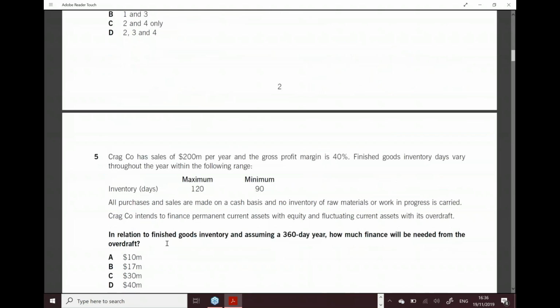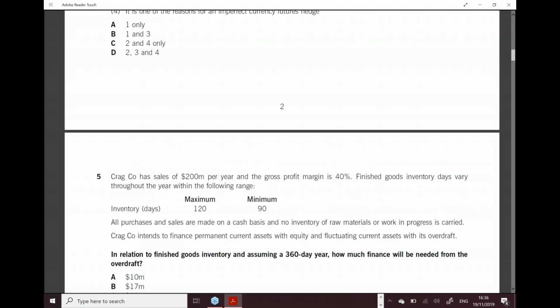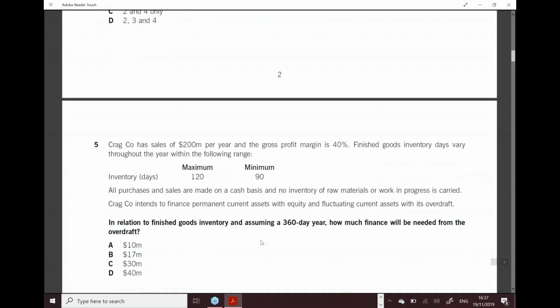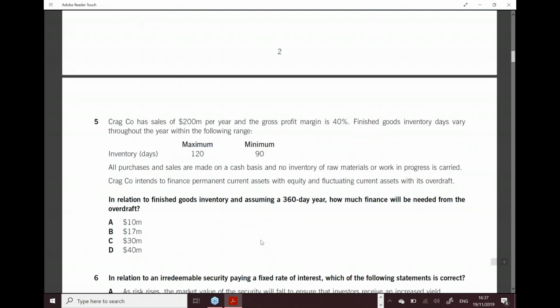Craig Company has 200 million per year, so the gross profit margin is 40%. Finished goods inventory days vary throughout the year, so there can be a maximum level of 200 and a minimum level of 90. In relation to finished goods inventory, and assuming a 360-day year, how much finance will be needed for the overdraft? They've told us Craig intends to finance permanent current assets with equity and fluctuating current assets with its overdraft. So what we can do is a calculation like this.